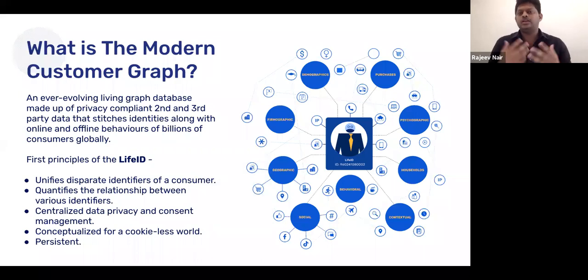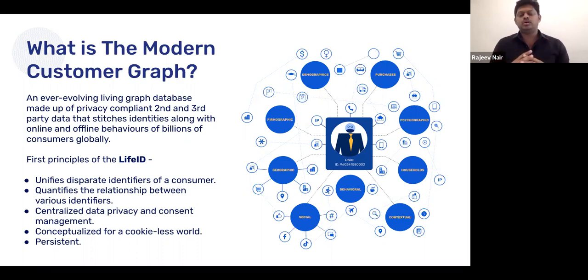Life ID was supposed to quantify and establish relationships between identifiers. Establishing relationships was one angle, but given that the data originates from a lot of disparate sources, it's very important to quantify the quality of the relationships using multiple attributes. You need to score it for its recency, its frequency, and also for whether it has originated from a deterministic source or a probabilistic source. So Life ID's first couple of principles were to establish relationships and second, to quantify them.